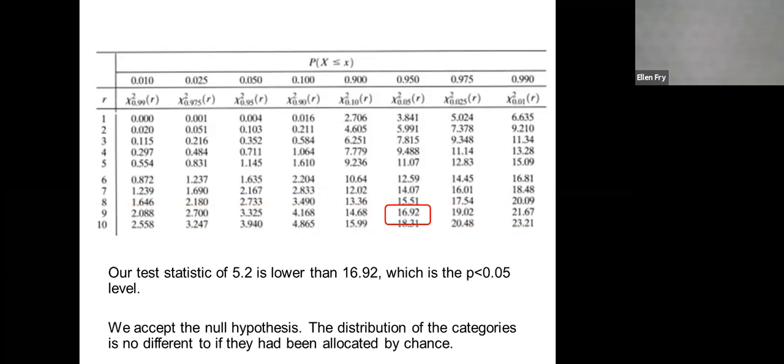Our data are no different to if they had been allocated by chance. In order to get statistical significance, our test statistic would need to be higher than 16.92, but we are much lower, so it is not significant. We have seen no effect of the categories on our data. We accept the null hypothesis, and so our treatments have not affected the respondents.